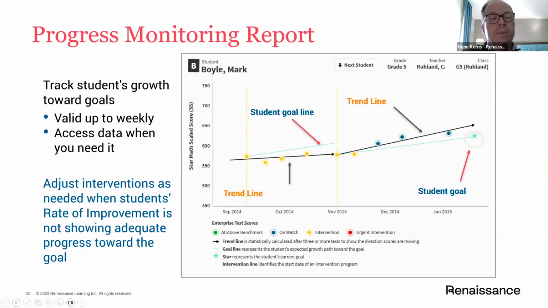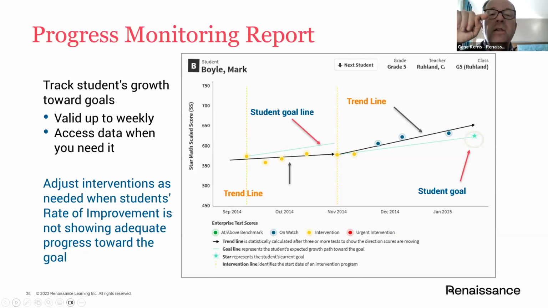Yellow vertical line tells me that Mark was placed in an intervention in September. A green goal line was set for him. He took 1, 2, 3, 4, 5 yellow dots between September and November that generated a trend line, the black line that you see there. Mark was growing, but not anywhere near sufficiently to meet the growth goal that was set for him.